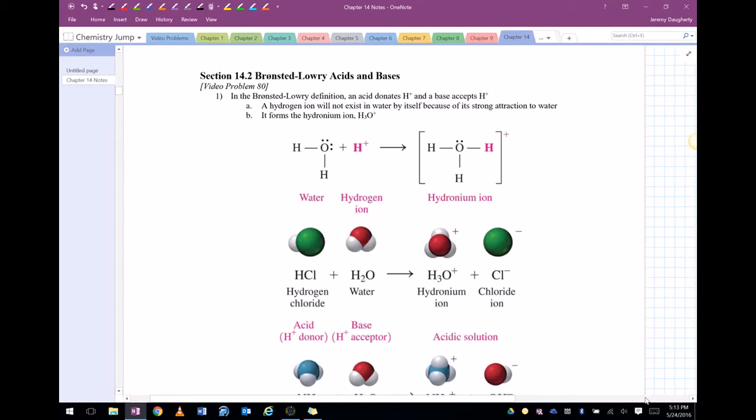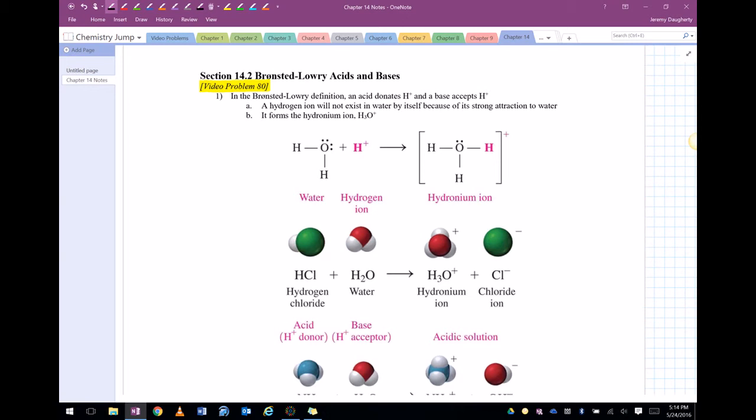Section 14.2, Bronsted-Lowry acids and bases. So yet another definition of acids and bases. Go check out video problem 80 after you're done with this. The Bronsted-Lowry definition is a little more broad. It includes some more chemicals that wouldn't normally be lumped in with the Arrhenius acid and base. All right, so it's pretty easy.